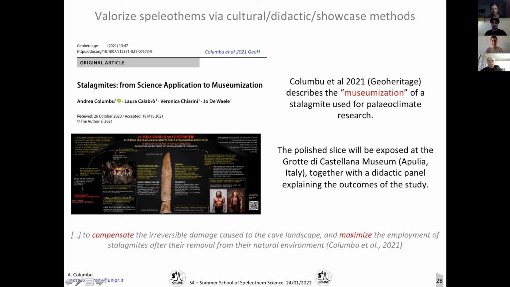The plan is to donate the samples to that museum, and we worked on the scientific contents of this panel, which is based on one of my papers published in 2020. Collaborating with the museum management, we ended up with this nice panel that will be exposed together with the polished slab of the stalagmite. The philosophy behind this is to try to compensate the irreversible damage caused to the cave landscape and to maximize the use of stalagmites after their removal from their natural environment.